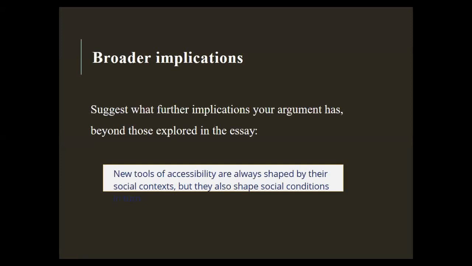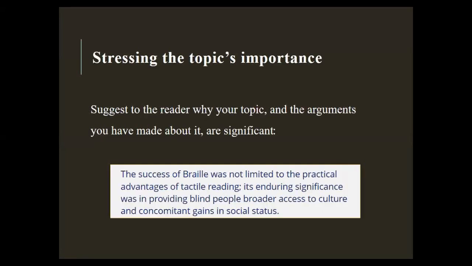Okay, but if this seems very complicated to you, then just don't take too much, just try to keep it simple. The topic's importance is very easy, and that's also very important in your conclusion, because you need to suggest to the reader why your topic or why the arguments that you have made are important, are crucial, are significant, right? So simply writing in your concluding paragraph that the success of Braille was not limited to the practical advantages of tactile reading. Its enduring significance was in providing blind people broader access to culture and concomitant gains in social status.